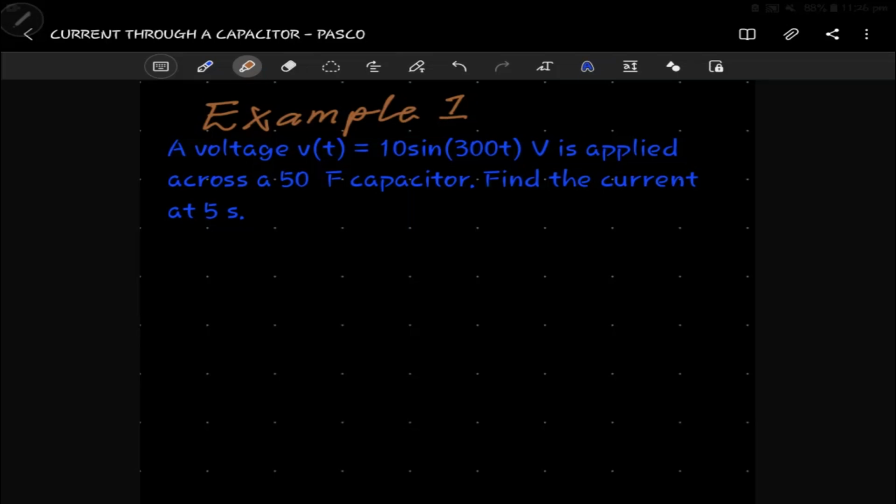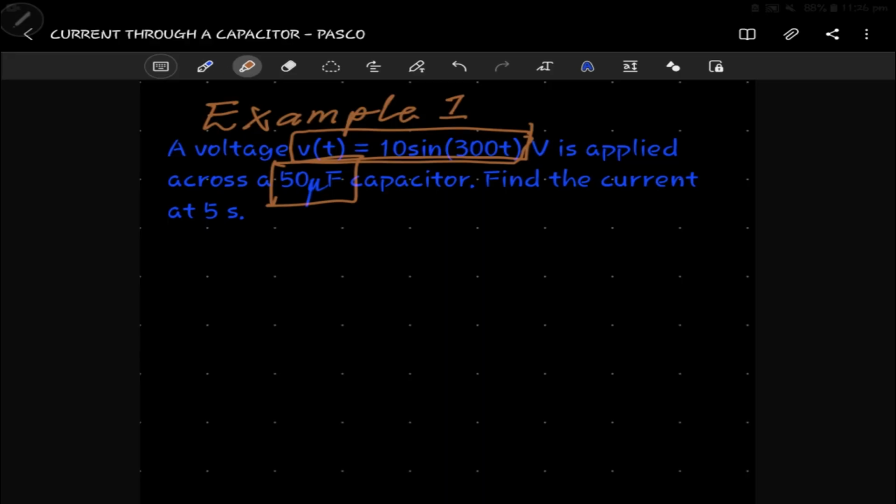So, current through a capacitor, sample question. A sinusoidal voltage is applied across a capacitor. This is actually micro. A capacitor of 50 microfarad, and you have to find the current across it.